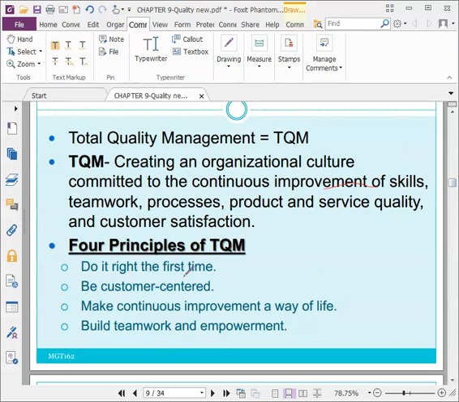Okay, do it right the first time. If you want to do the process for the first time, you should do it correctly. Even though it is the first time, you must do it correctly. And then be customer centered.